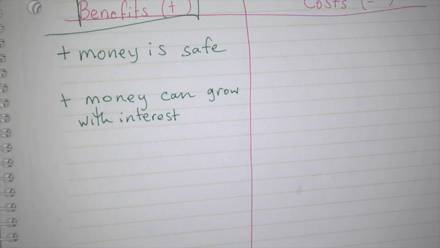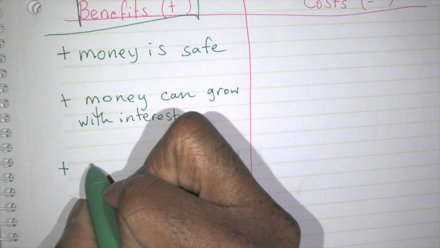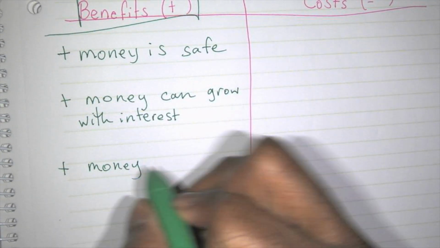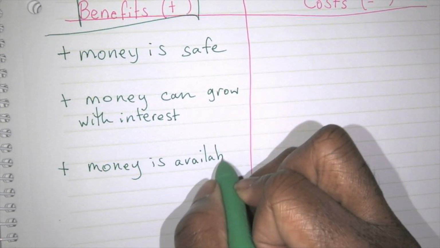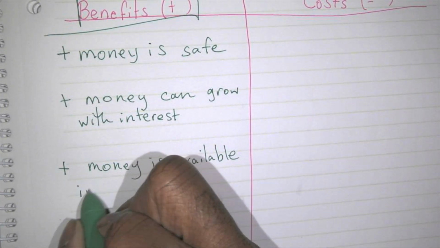The next, let's say there's an emergency. You need money right away. If you make it a habit of putting your money in savings, you have money to pull from, and you don't have to go broke because of an emergency, right? So money is available in case of emergency.